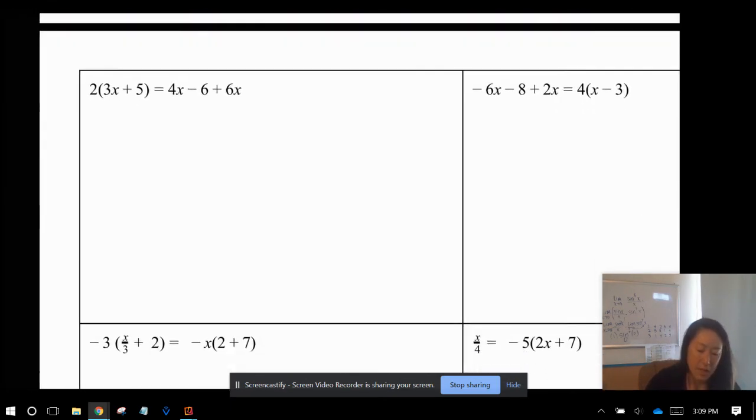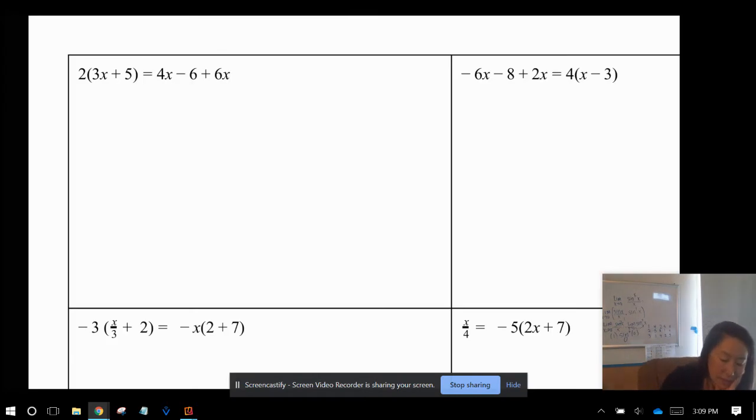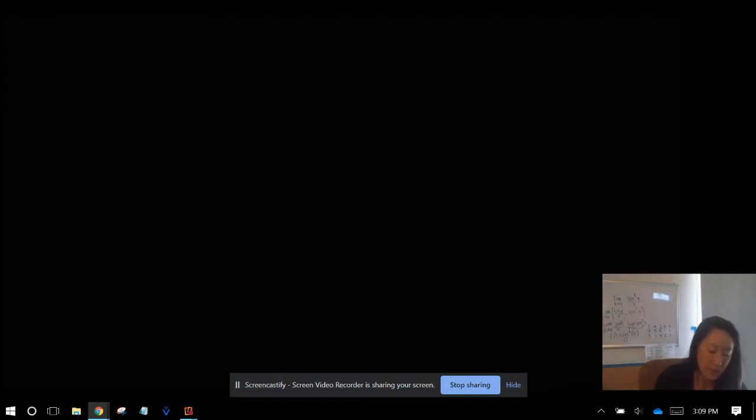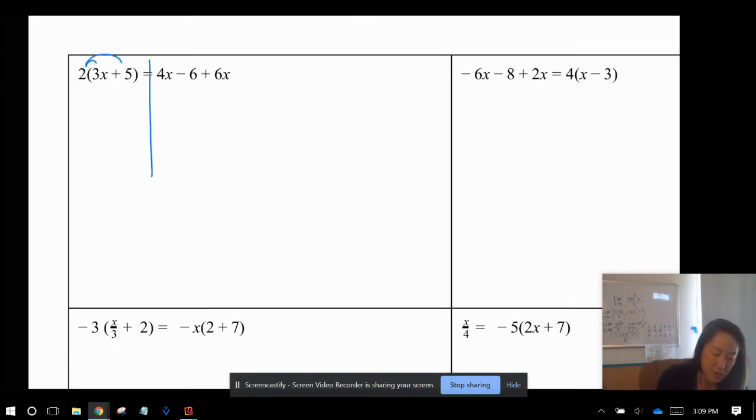Okay, the next one. Looks like we need to distribute. So I'm going to distribute in the 2 to simplify, giving me 6x plus 10 is equal to 4x. Oh, I can simplify on this side too. So the 4x and the 6x can simplify to give me 10x. Remember, we're simplifying on one side, so you just do the signs that are there.